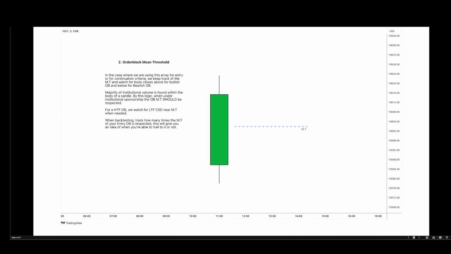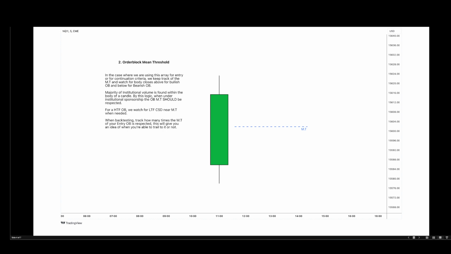And so by this logic, when we're under the correct institutional sponsorship, the order block mean threshold should be respected, right? So if we're using a higher time frame order block, then we're going to go on a lower time frame and seek specific reactions, right? Because while we're in a position, we want to demand price. It's obviously not going to act exactly how we want it to, but there are certain criteria we want to keep in mind when we're in a position that we'd want to see for a continuation. So for a higher time frame order block, we watch for lower time frame CSDs near the mean threshold in the case where it does retrace, right?